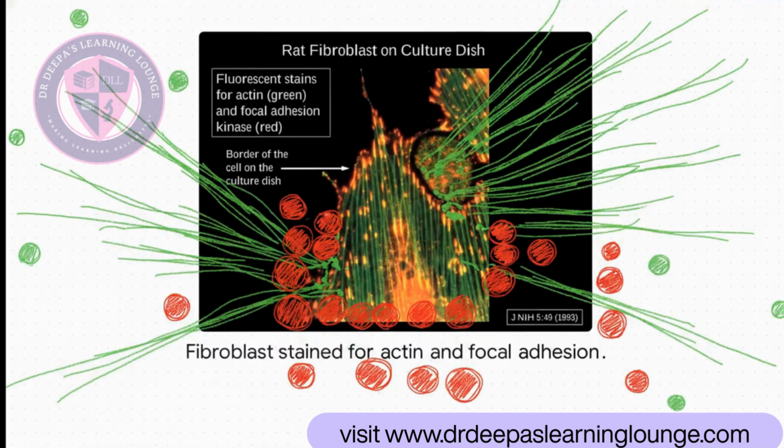And this brilliantly illustrates the concept. In a rat fibroblast on a culture dish, fluorescent staining lets us see the actin cytoskeleton glowing in green, and the focal adhesion kinase, which is where the cell anchors to the dish, glowing in bright red. You're literally watching abstract molecular concepts become real, glowing biological tethers right there at the border of the cell.